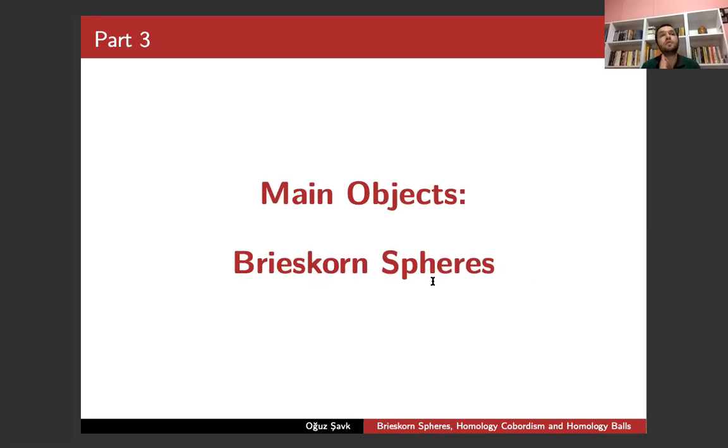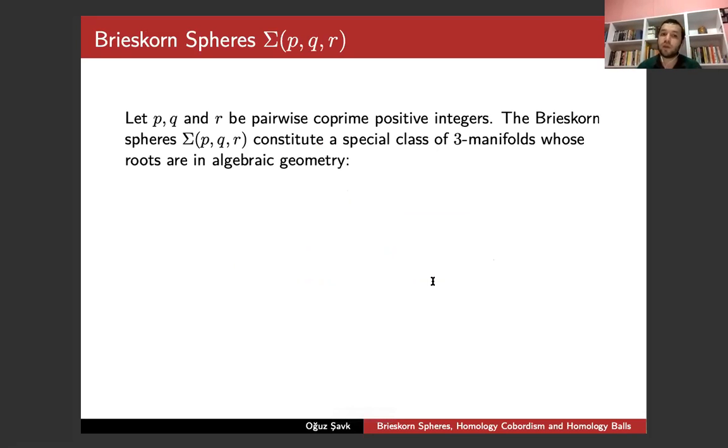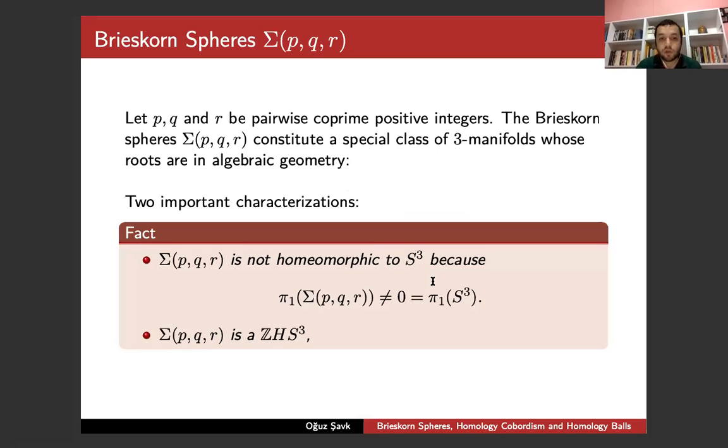Today, our main objects will be Brieskorn spheres. Given pairwise coprime integers, the Brieskorn spheres can be defined. They are a very special class of three-manifolds, and their roots lie in algebraic geometry. Before defining Brieskorn spheres, I will talk about two important characterizations.